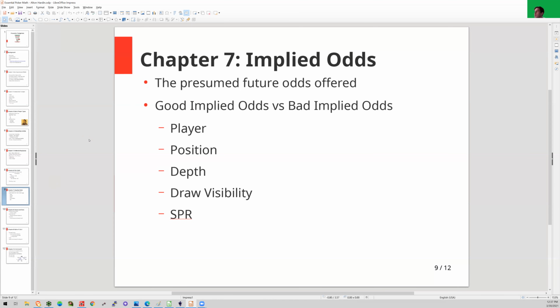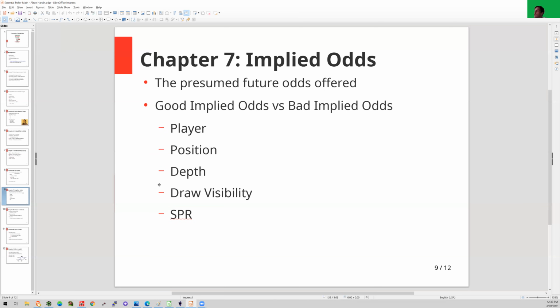Super likely, because we know that this happens all the time. People have human tendencies and the board changes and things change. So chapter 7 is all about implied odds, which are essentially the future odds that are being offered to your call currently. And there's no exact formula for implied odds. It's more like, well, I think I either have a lot of implied odds or a little bit. So calculating them is interesting because it's more of a mental math kind of presumption sort of thing.